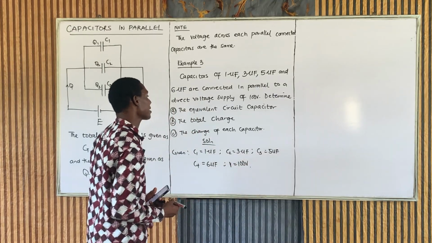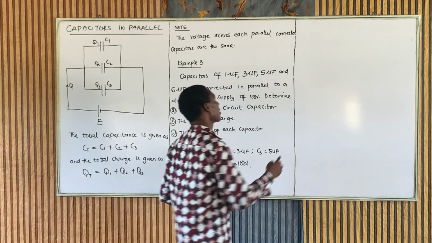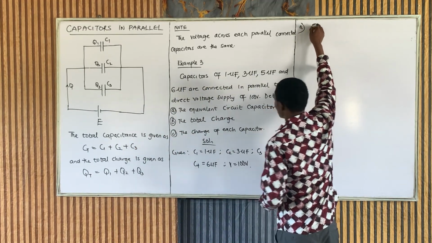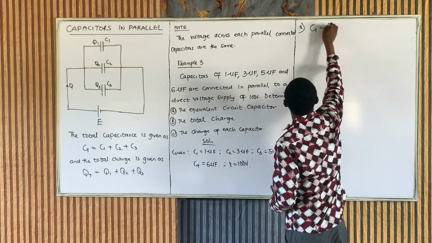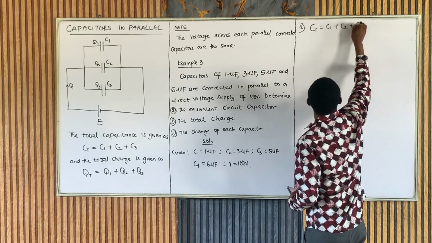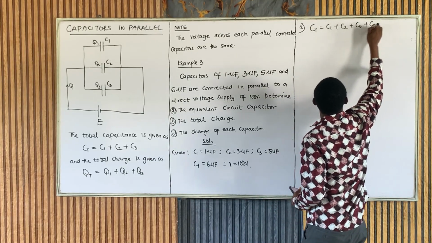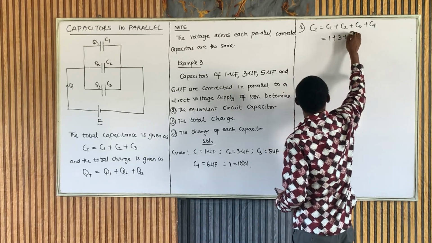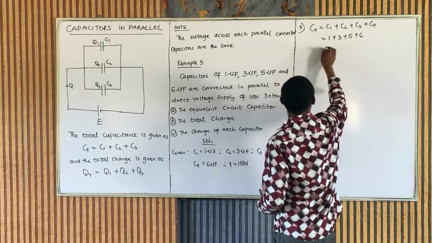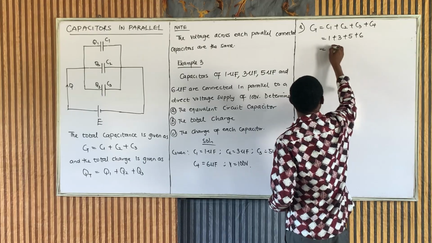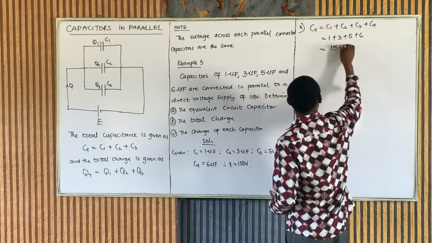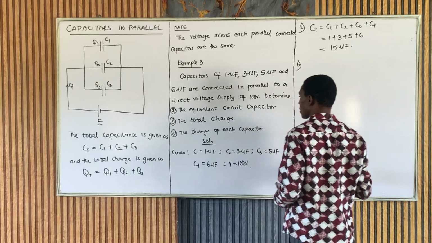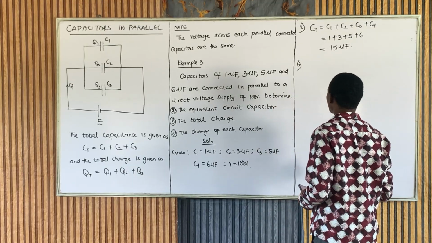That means the equivalent circuit capacitor. So let's take the first one now. We can say total capacitance is C1 plus C2 plus C3 plus C4. 1 plus 3 plus 5 plus 6 is 15 microfarad capacitor.